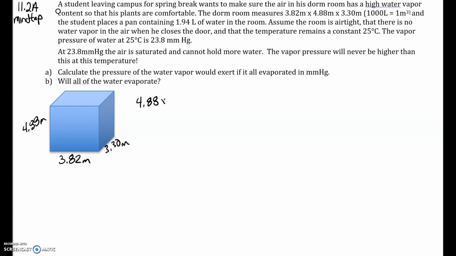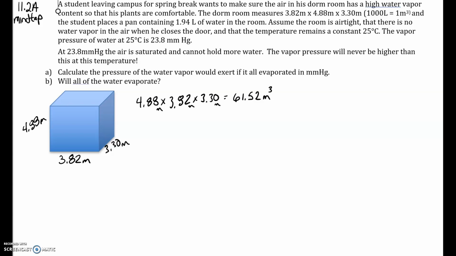So the volume of this room is 4.88 times 3.82 times 3.30, and those are all meters. We end up with 61.52, and these units are meters cubed. I left the units out, and I shouldn't have. Each of these is meters, and meters times meters times meters is meters cubed.